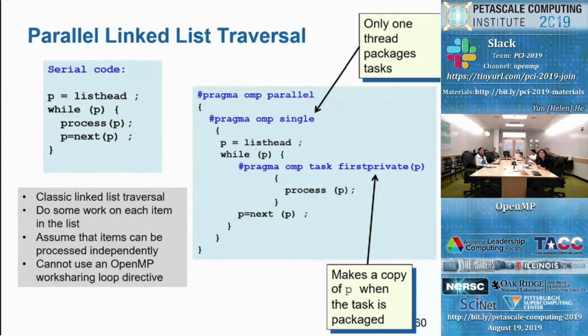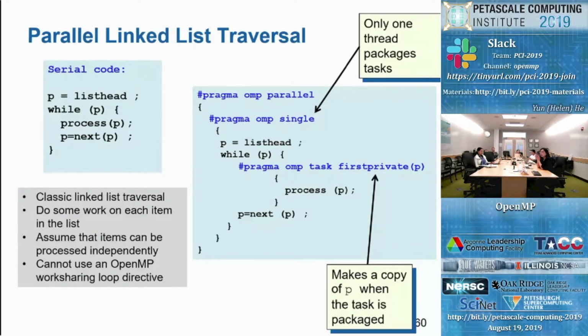So this is an example of serial code for parallel linked list traversal. With tasking, it's very simple. You just say firstprivate p, and then you process p, and then p equals next p. Come back when it's next p, and processing next p is also a task in the task queue.